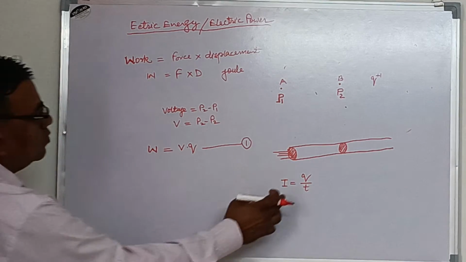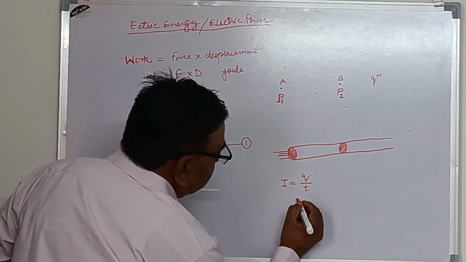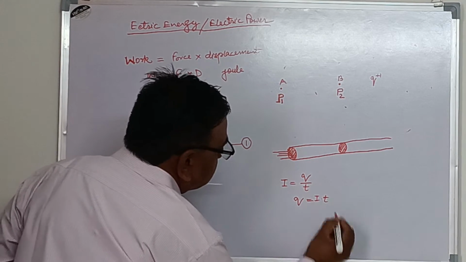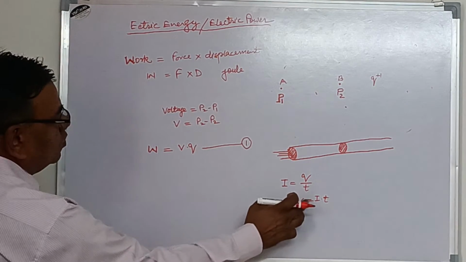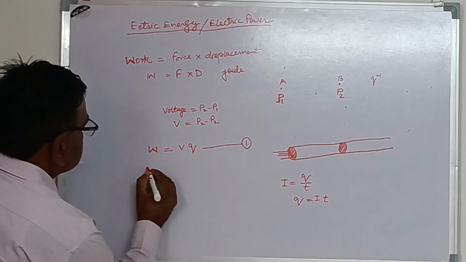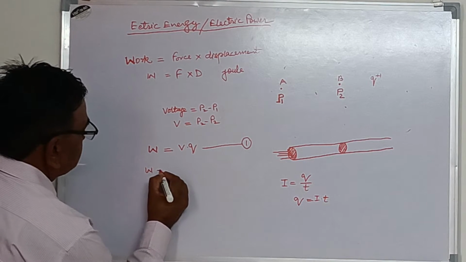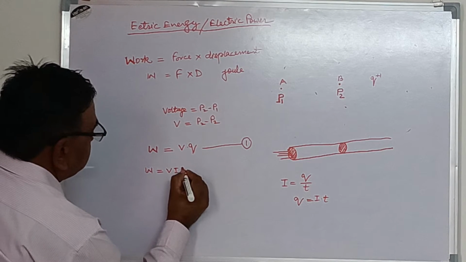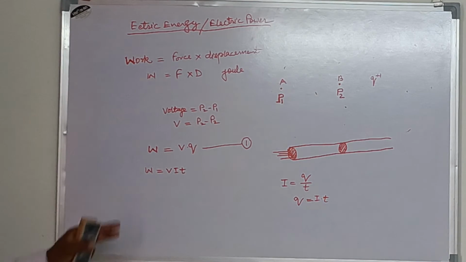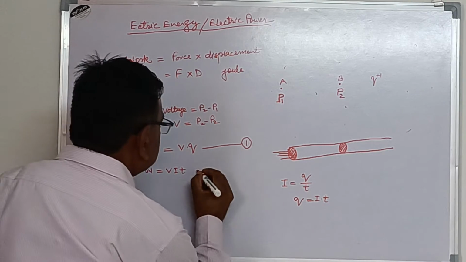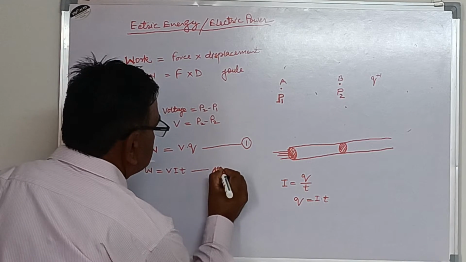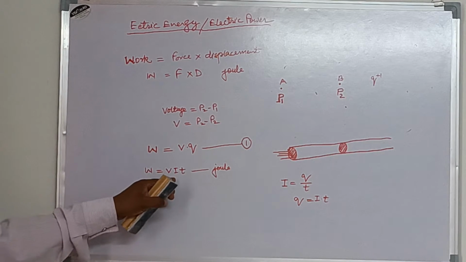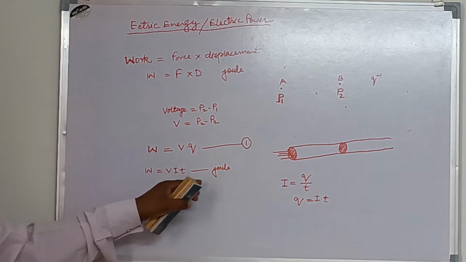Now put the value of Q. You can write Q is equal to I into T. You put the value of Q here. So work W will be VIT joule. This is the electrical work, VIT joule.